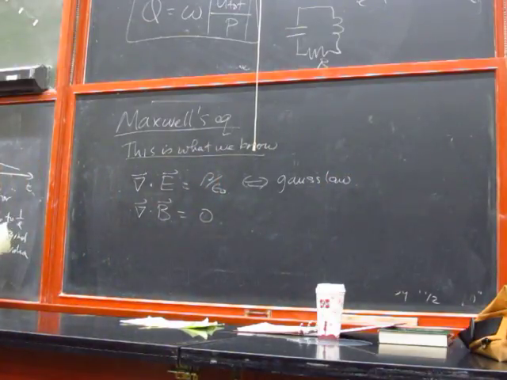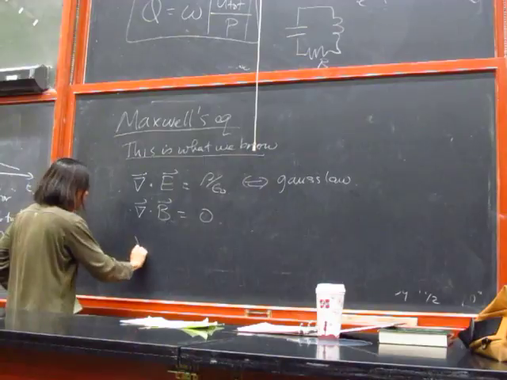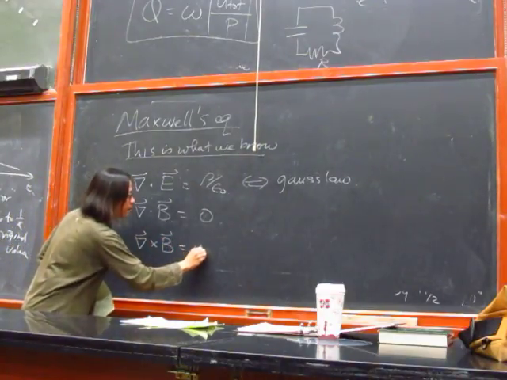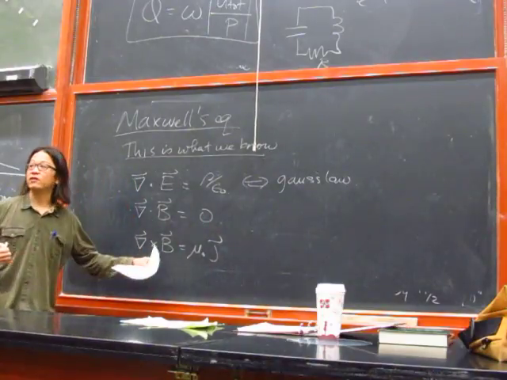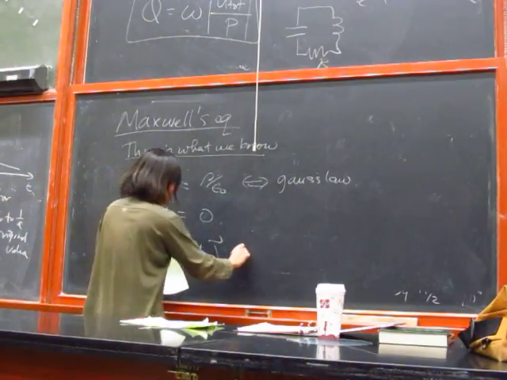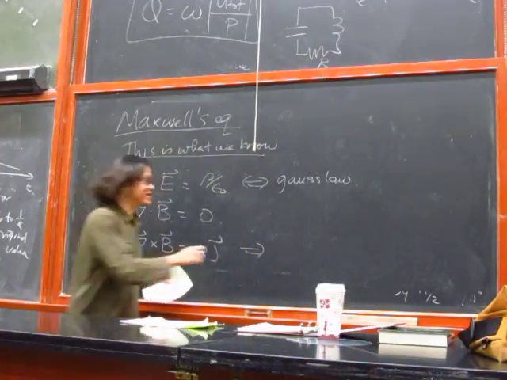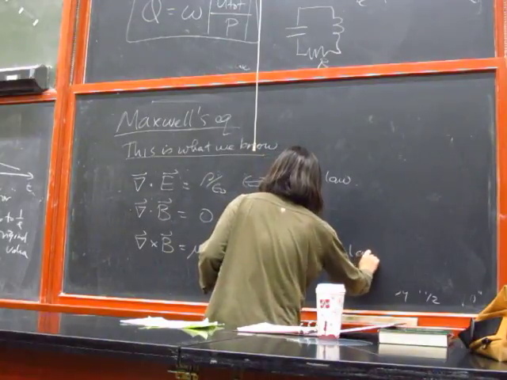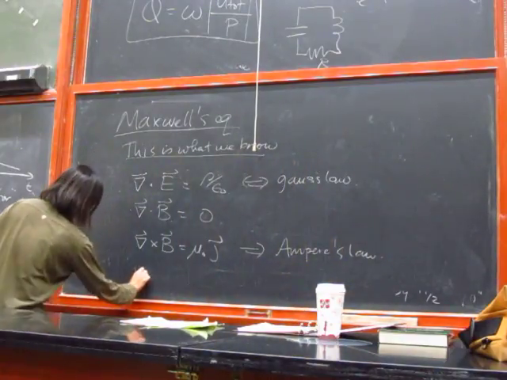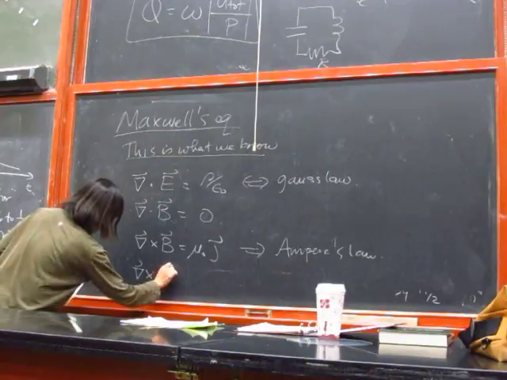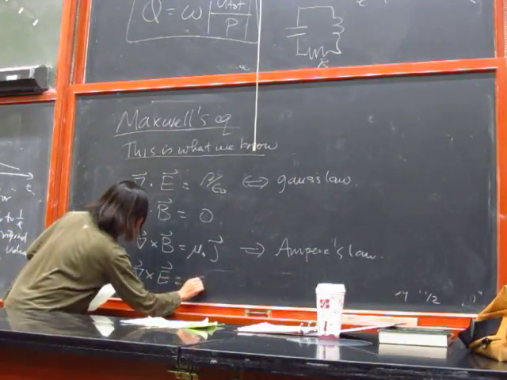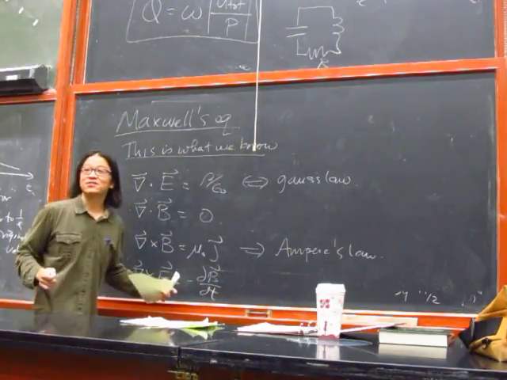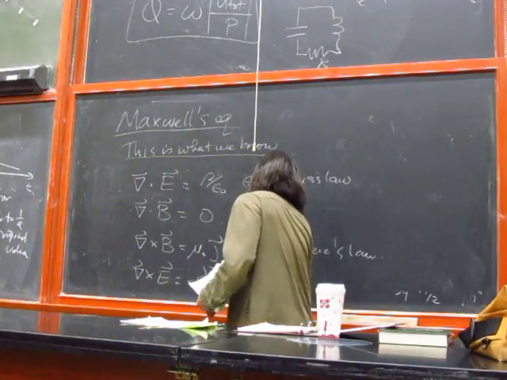And lately, we've been learning 2 more equations. One of them is the curl of B is equal to mu naught J. What law is this? This is Ampere's law. And the last one, the curl of E is equal to minus dB/dt. And this is called Faraday's law.